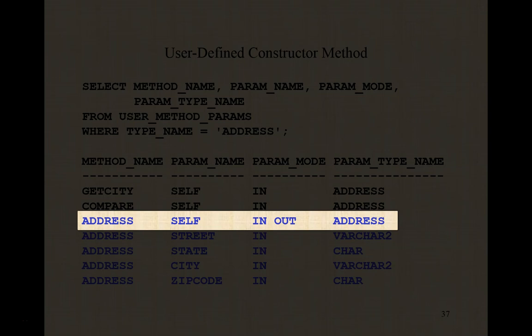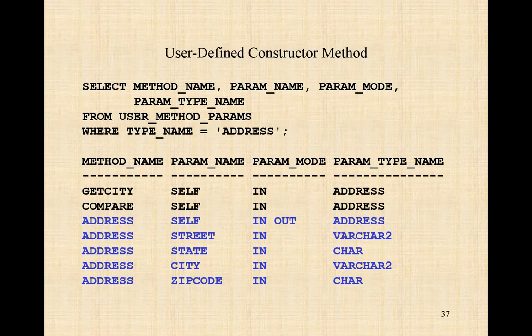When we examine the parameters, looking at user method params, we do see self listed here. And notice that self is listed as the first parameter, and it has a parameter mode of in/out, and the parameter type is address. When coding a user-defined constructor, specifying this parameter in the declaration is optional. However, if you do choose to make this explicit, then you must declare self as in/out, as indicated here.